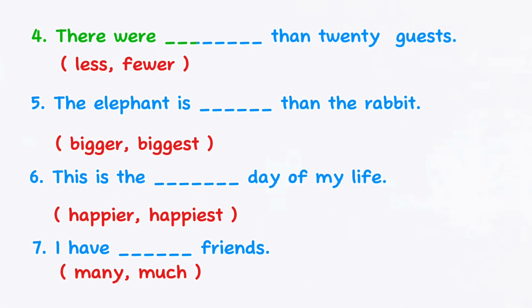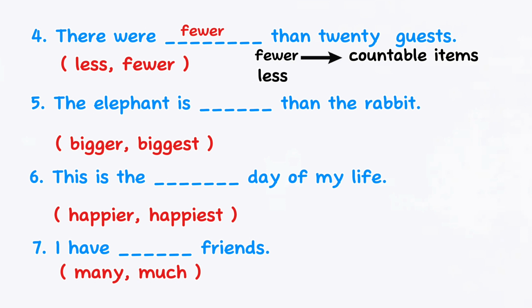There were blank than 20 guests. The options are less, fewer. The answer is fewer. There were fewer than 20 guests. Fewer is used when referring to countable items like guests in this case. It indicates a smaller number in quantity. Less is used when referring to uncountable quantities such as less water or less time. Since guest is countable, fewer is the correct choice to indicate a smaller number in this context.